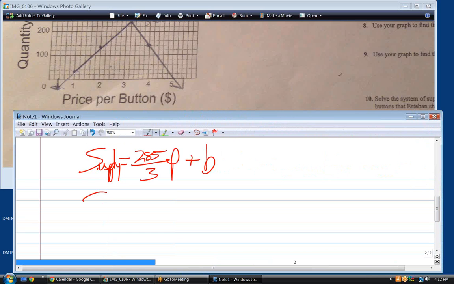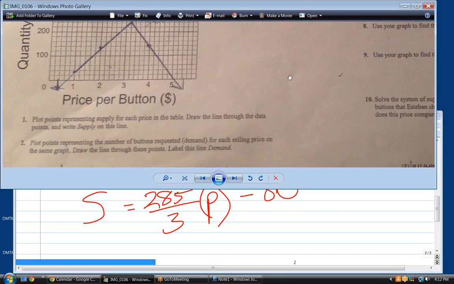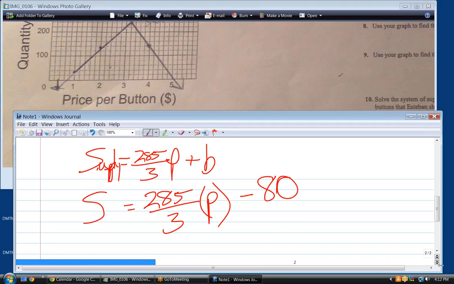So it extends down here. This is what I come up with when I look at the graph. I've measured the slope. It's 285 divided by 3 times the price, minus 80, as an approximation of where that would cross the y-axis if I extended it all the way over. Okay? Right. All right.